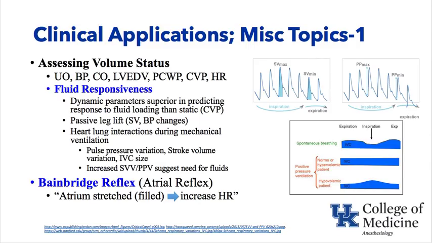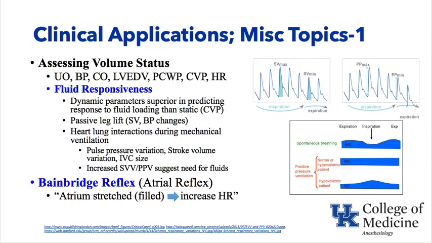Another is fluid responsiveness. There's some evidence that these dynamic parameters, such as stroke volume variation, which is shown on the top right, and pulse pressure variation, are better at predicting response to fluid loading than is your actual static measurement of, for example, central venous pressure.